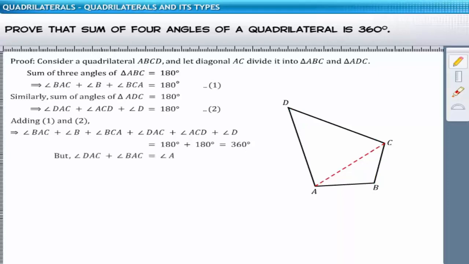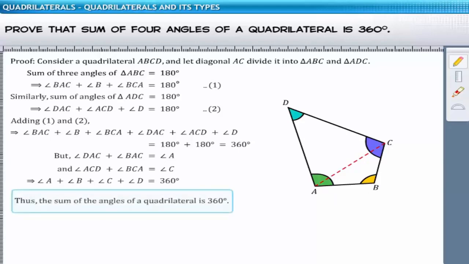But angle DAC plus angle BAC is equal to angle A. Similarly, angle ACD plus angle BCA is equal to angle C. This implies angle A plus angle B plus angle C plus angle D is equal to 360 degrees. Thus, the sum of the angles of a quadrilateral is equal to 360 degrees.